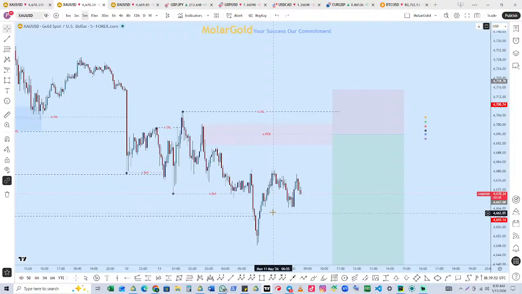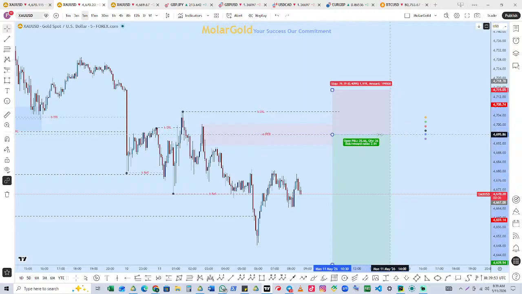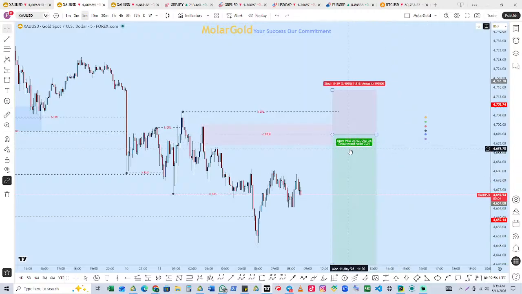All right, guys, so that is that. Today we have this potential sell trade cooking, and we also have some potential buy trades cooking. Whichever direction market is going to go, we would figure it out, and then we'll plan our entry.